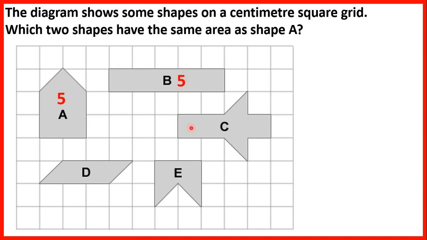For C, we have 1, 2, 3, 4, and then 2 halves, so that's 5. For D, we have 1, 2, and then half a square at each end, so that's 3 altogether, because our 2 half squares make an extra whole square. And then for E, we have 1, 2, and then 2 halves, so that's 3. So the shapes with the same area as shape A are shape B and shape C, because they both take up 5 squares.